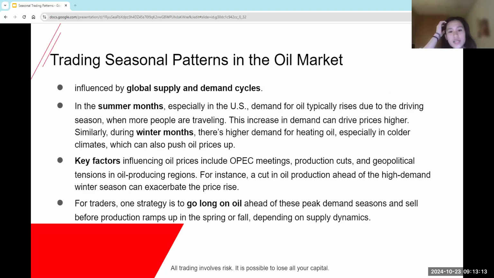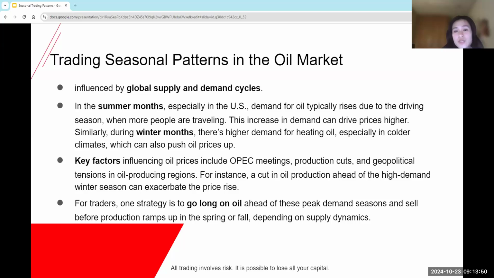Okay, next, let's take a look at oil. So, in the case of oil, the seasonal patterns are largely influenced by global supply and demand cycles. So, in the summer months, especially in the US, the demand for oil typically rises due to the driving season. So more people will be traveling, going on road trips, and this increase in demand can drive prices higher. Similarly, during winter months, there's higher demand for heating oil, especially in colder climates, which can also push oil prices up.